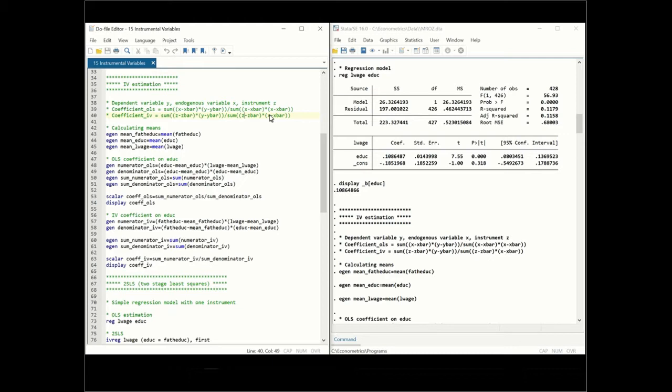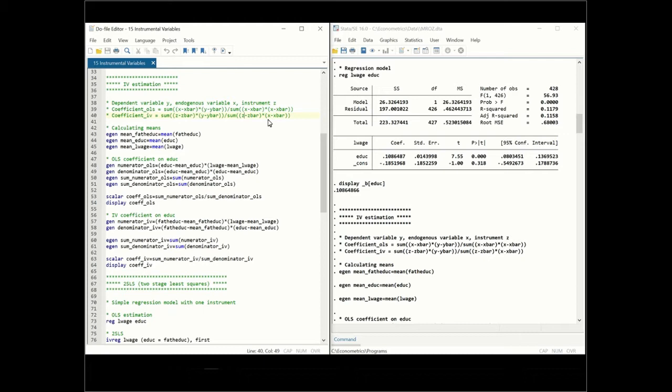Now, if we have z, which is an instrument, here's the coefficient for the instrumental variable estimation. Here we would have the summation of z minus z bar times y minus y bar divided by the summation of z minus z bar times x minus x bar. So here we have the covariance of z and y divided by the covariance of z and x. That is the formula for the IV coefficient.